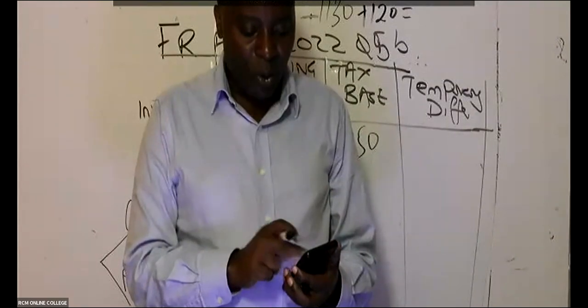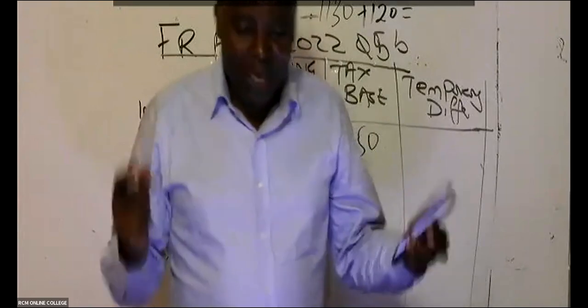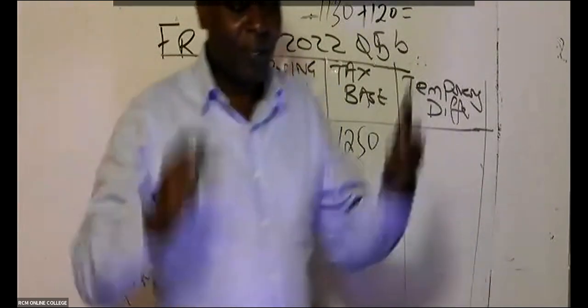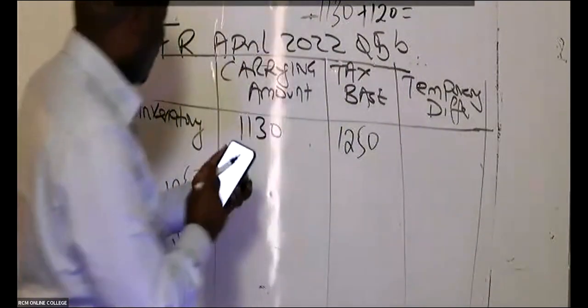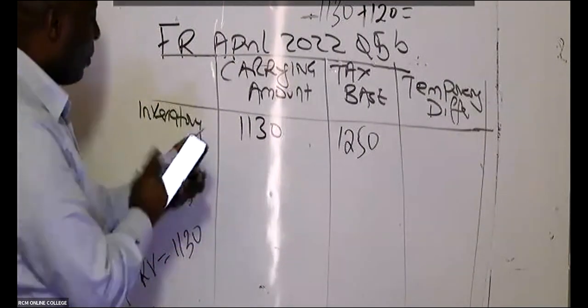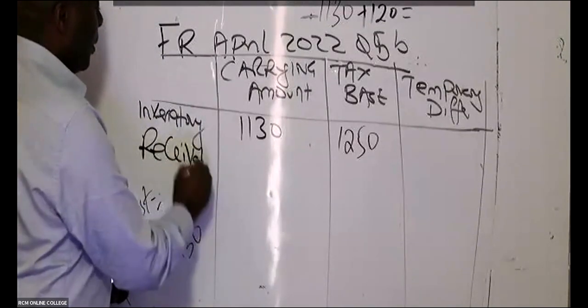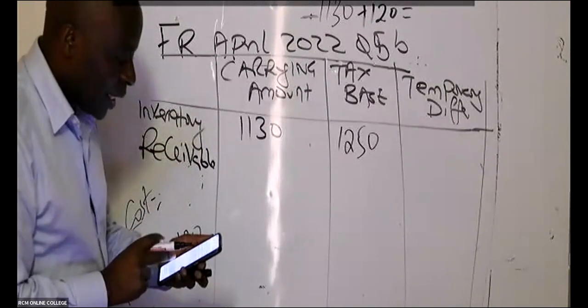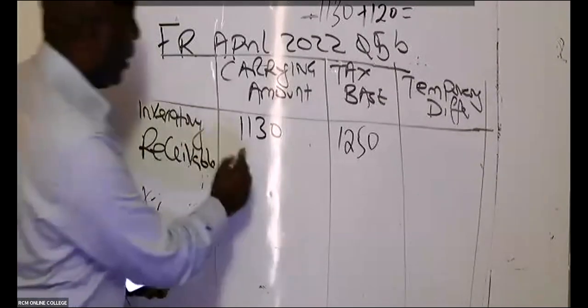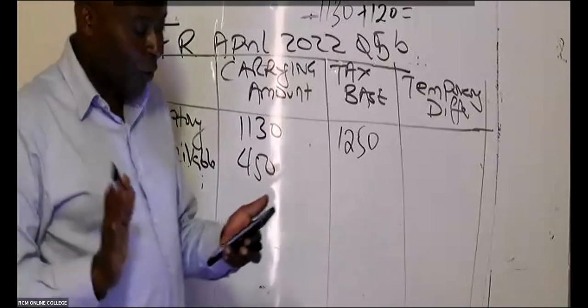Trade receivables had a carrying amount of 450. Great examiner. He's already giving me the carrying amount. So in this case here, ladies and gentlemen, we have receivables, and they're telling us the carrying amount is 450 million. Carrying amount, I'm not going to make an adjustment there.